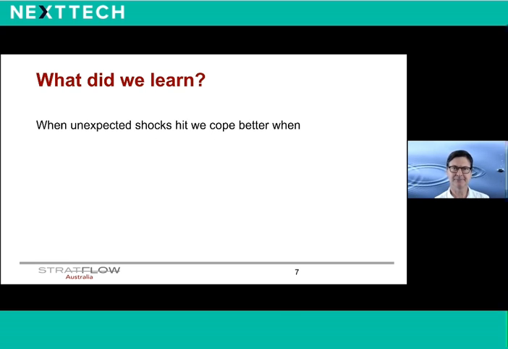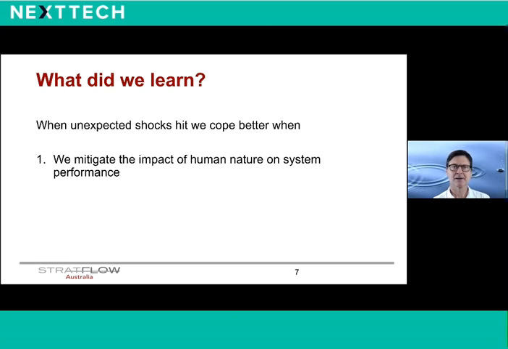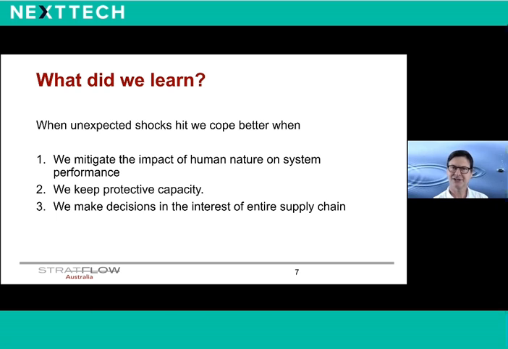So what did we learn? Well, we can mitigate the impact of human nature on system performance by setting buying quotas, for example. We need to keep protective capacity, so we should always be careful of surprise events and keep extra capacity. We can see it as insurance. It's not just a cost. We make decisions in the interest of the entire supply chain. So in order to do that, we have to change our incentives, stock holding, and cost responsibilities. We have to have agreements on that.